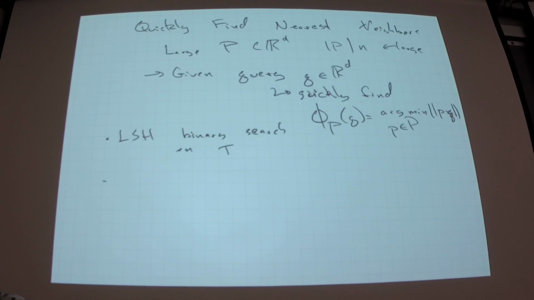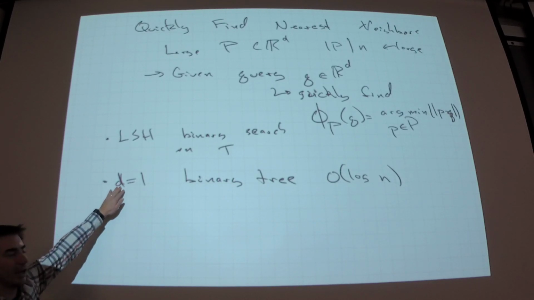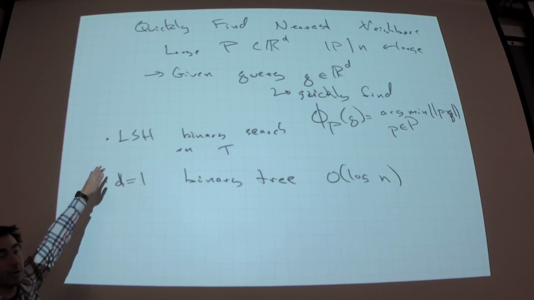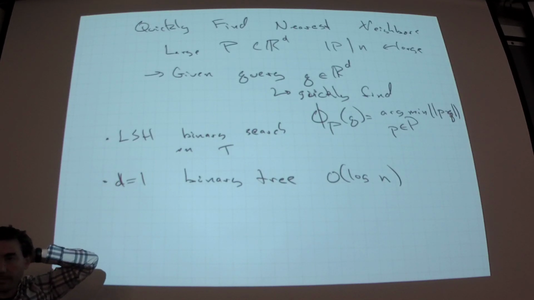And I mentioned that in D equals 1, which is again a common case, I can use a binary tree, and I can do this in O of log n time. I can basically search down the binary tree, moving left or right at each step, and then look at the two nearest neighbors. So in one dimension, I can do this very quickly, and this is way better than doing locality-sensitive hashing.